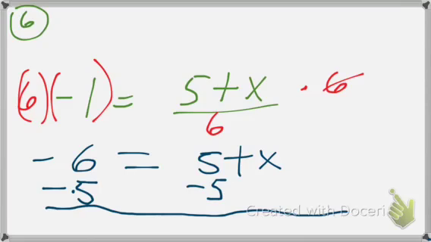Okay, so what's going to happen is these two 5's are going to cancel. And over here, I got negative 11. Negative 6 minus 5 gave me negative 11. Okay? So I'm going to put negative 11 here equals x because the 5's cancel. All right? You see that now? And I will slow down. You got negative 11, Abigail?